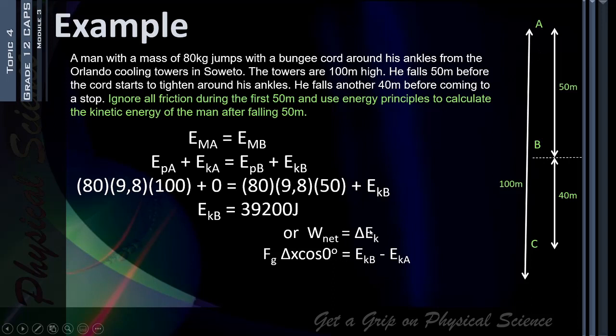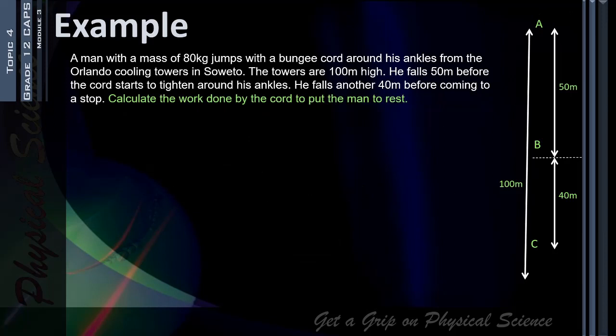And that will be equal to the change in kinetic energy. So the kinetic energy at B minus the kinetic energy at A. The weight of this man is 80 kilograms times 9.8, and that multiplied by the displacement of 50 meters from A to B multiplied by the cos of 0, which is 1, of course. And that will be equal to the kinetic energy at B minus the initial kinetic energy of 0 at position A. And the answer then of the kinetic energy at B is 39,200 joule.